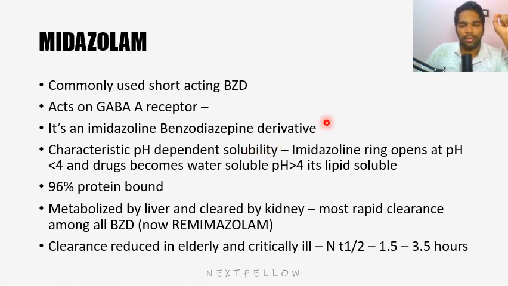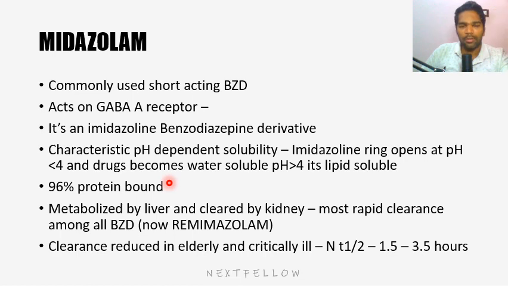Like etomidate, it is an imidazole derivative, and it shows a characteristic pH dependent solubility, meaning it contains an imidazoline ring. So the ring opens at pH less than 4, and if the ring is open, the drug is water soluble. Our normal body pH is 7.35 to 7.45. So in acidic pH it is water soluble, in alkaline pH it is fat soluble. So in the container it will be a clear liquid that is water soluble. But once you inject it into the body, when the pH becomes more than 4, it becomes highly lipid soluble.